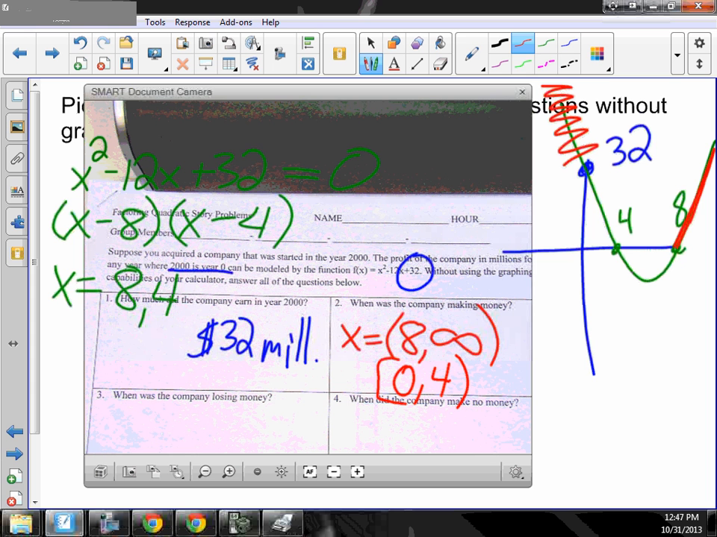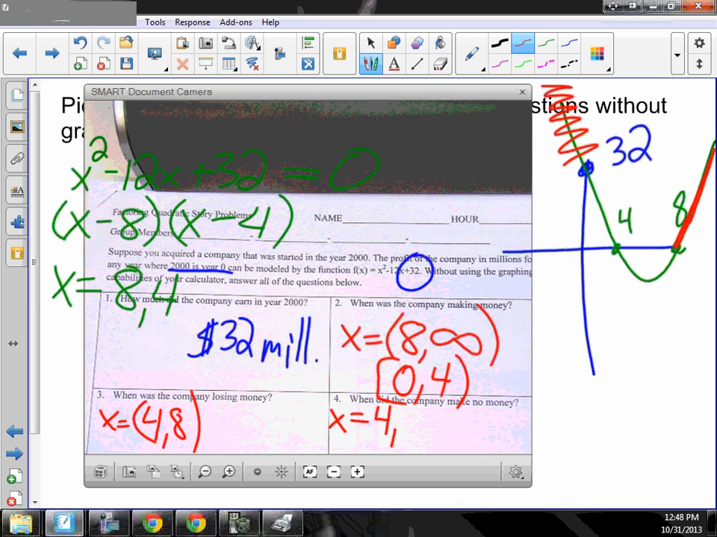All right. Number 3, when was the company losing money? From year 4 up to year 8. Do we include either of those? Nope. So that's the interval of negative values. And when did the company make no money? At 4 and at 8. So x equals year 4 and year 8. Okay. Everybody okay with that so far?